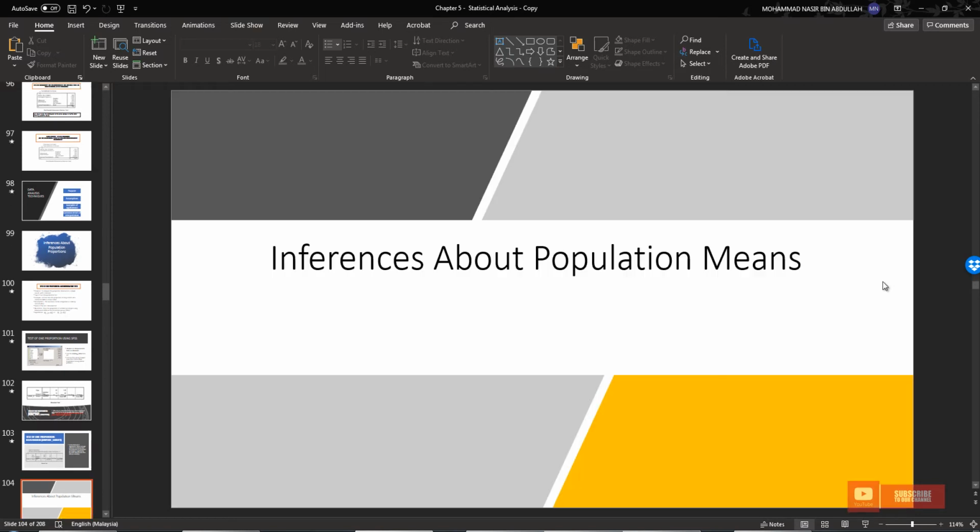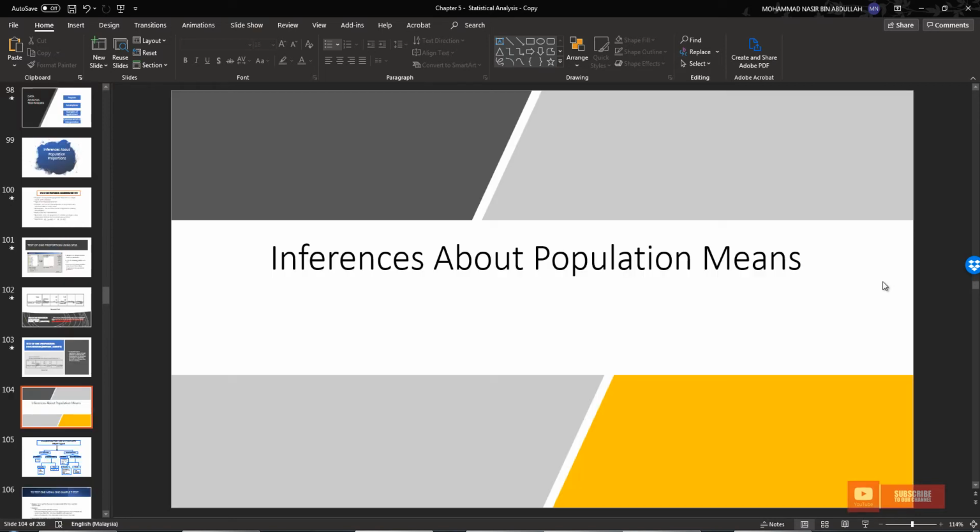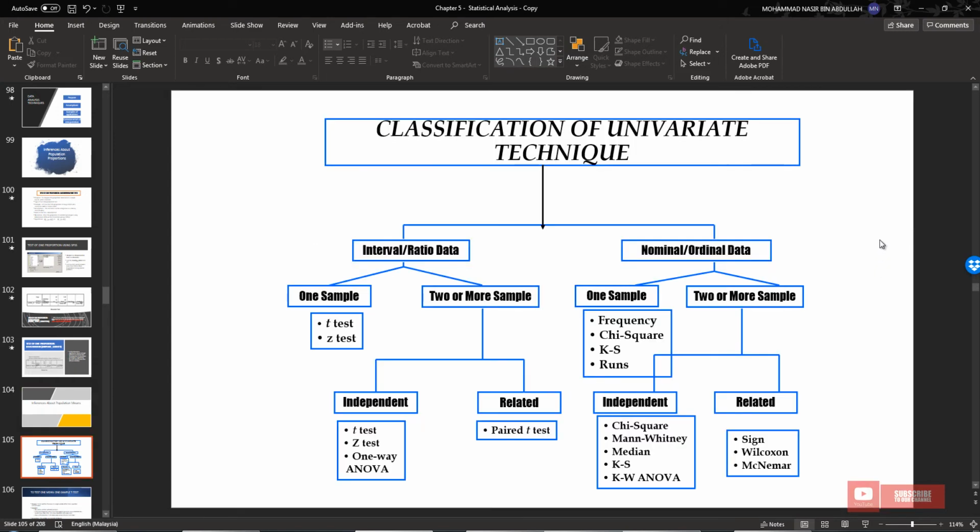Right. So this is another example. Look at inference about population mean. This is the most important part. So now here is the flow chart. So the classification of univariate techniques. Right. So we know that we have two types of variable: qualitative variable and quantitative variable. For qualitative variable, we have nominal and ordinal scale. For quantitative variable, we have interval and ratio scale.